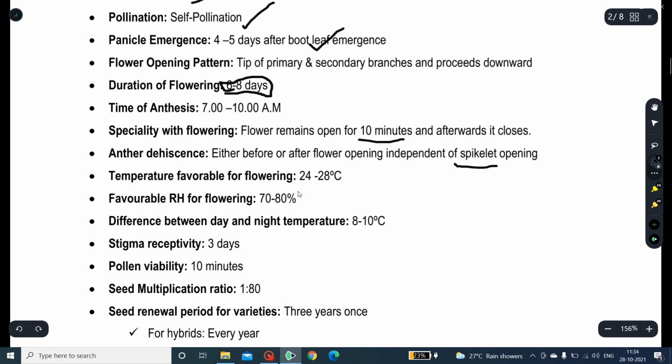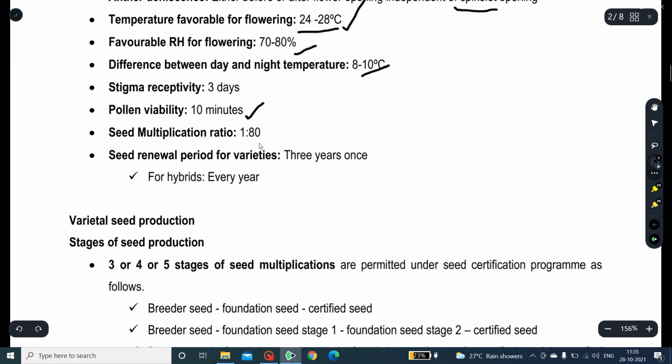Temperature favorable for flowering is 24 to 28 degrees Celsius, and the RH for flowering is 70 to 80%, and the difference between day and night temperature is 8 to 10 degrees Celsius. The stigma receptivity is about 3 days, and the pollen viability is for only 10 minutes, and the seed multiplication ratio is 1:80. The seed renewal period, as we have already said, is 3 years once for varieties and every year for hybrids.